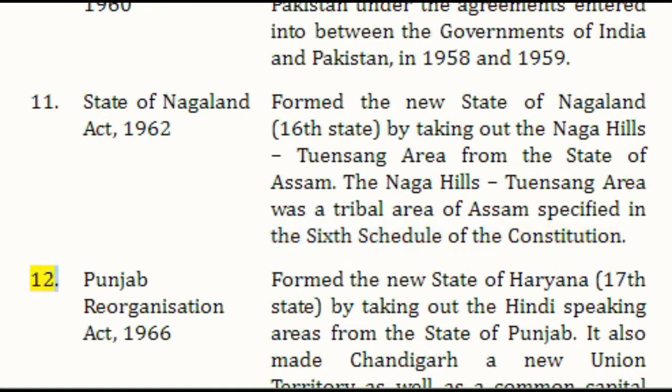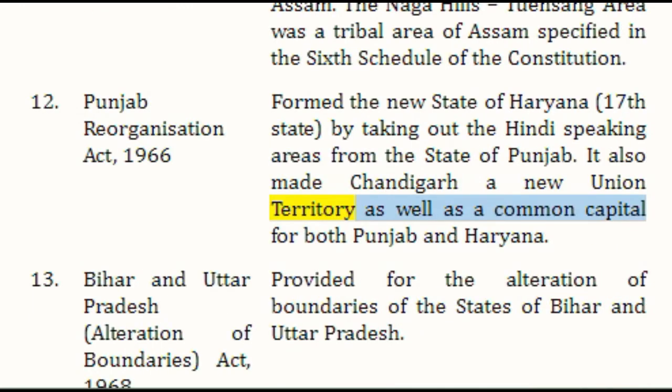12. Punjab Reorganization Act, 1966. Formed the new state of Haryana, 17th state, by taking out the Hindi-speaking areas from the state of Punjab. It also made Chandigarh a new union territory, as well as a common capital for both Punjab and Haryana.